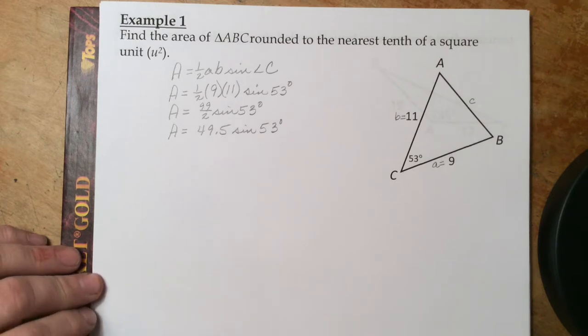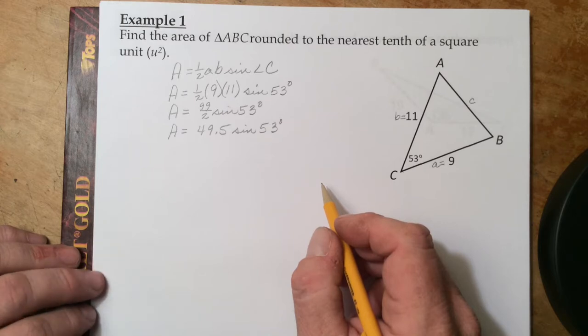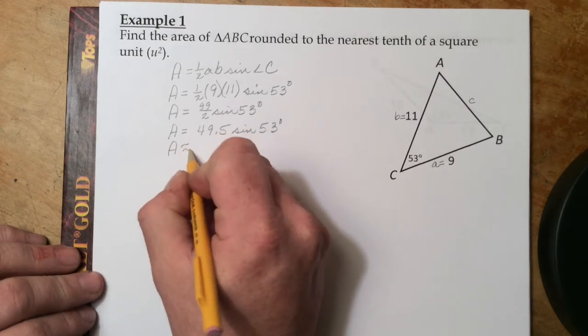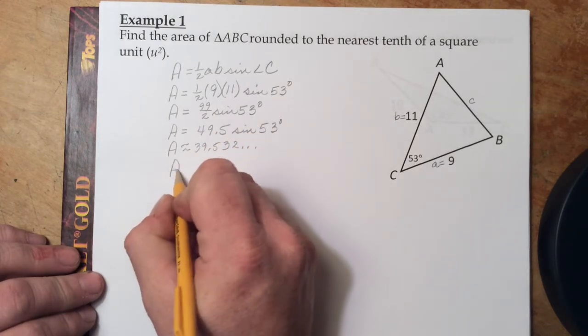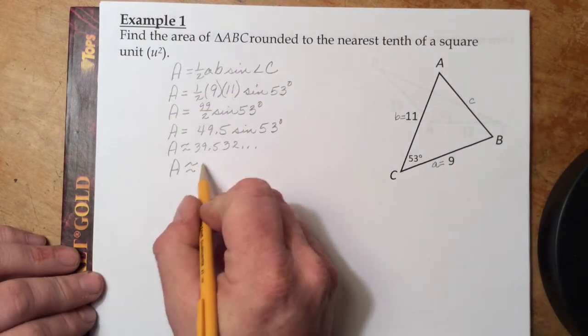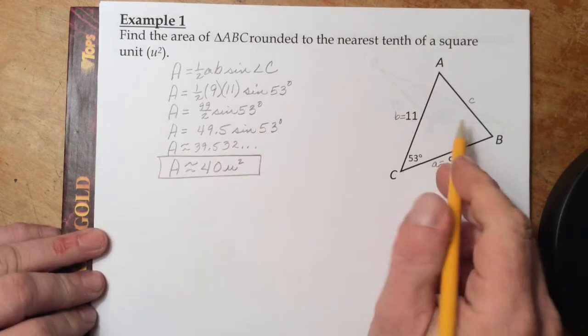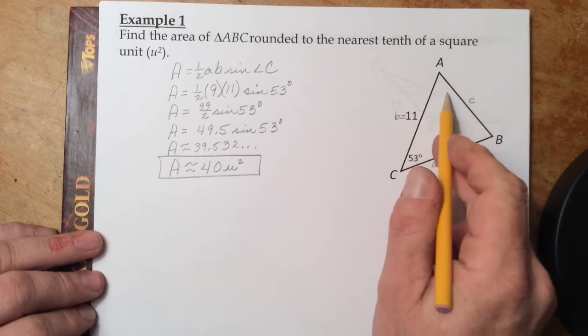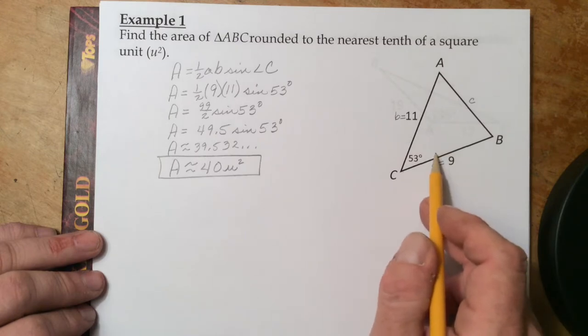Making sure your calculator is in degree mode, put in your calculator 49.5 times sine of 53 degrees, close parentheses. We get about 39.532 and so forth. We round to the nearest square unit. Remember, area is in square units, so we get the area is about 40 square units. That means this triangle's area, if you were to place unit long squares inside, there would be about 40 of them.